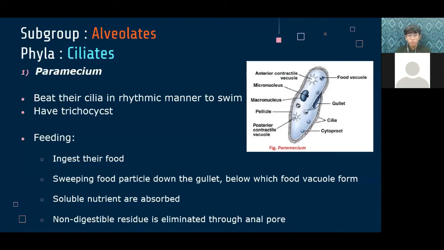Paramecium feed by ingesting their food. The cilia sweep the food particles down the gullet, below which food vacuoles form. Soluble nutrients, which are products of digestion, are absorbed, while non-digestible residue is eliminated through the anal pore.